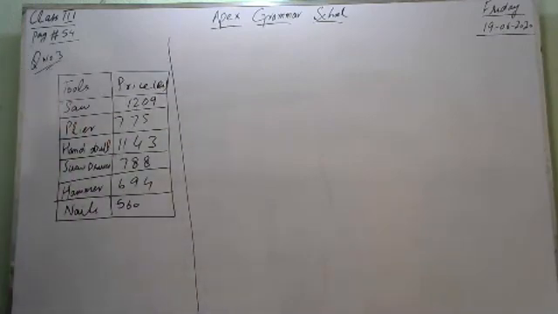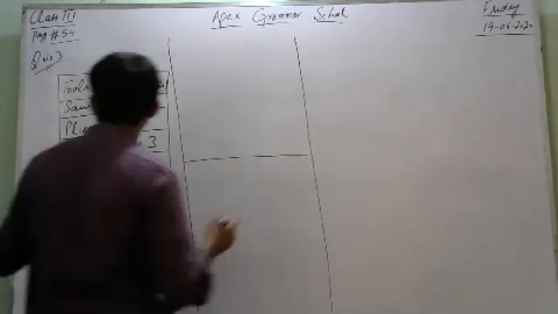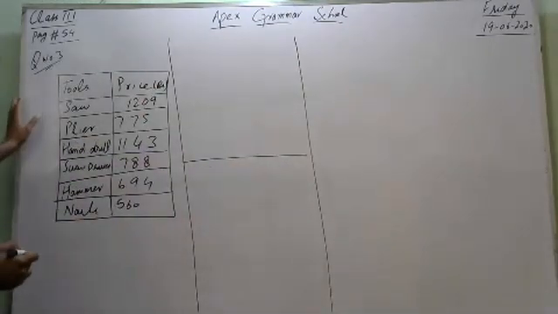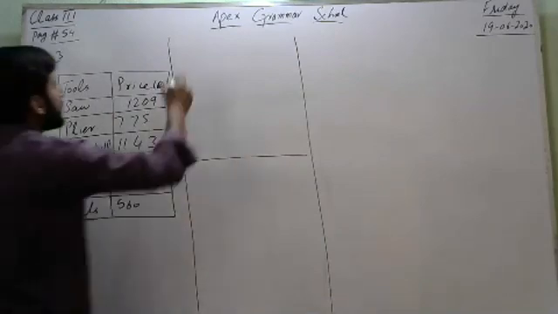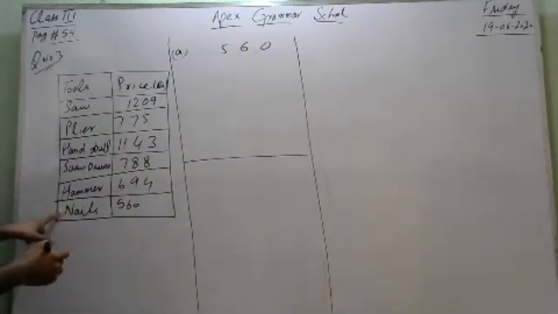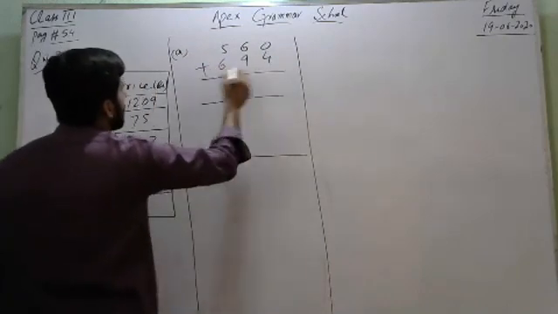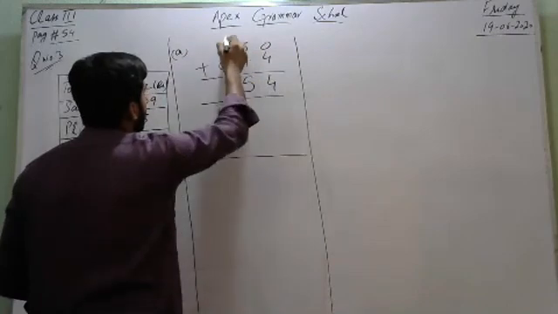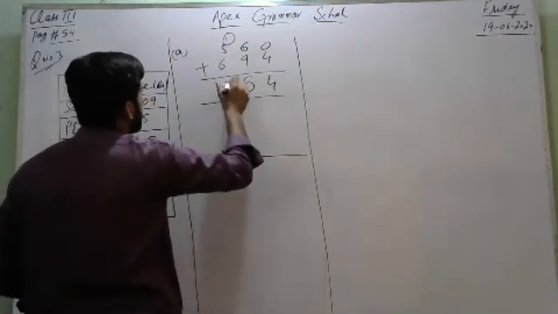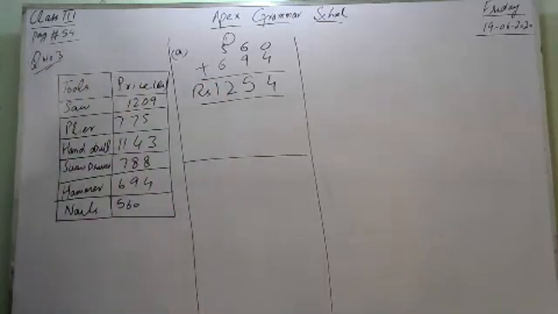Now we have to find out in A part the total price of nails and hammer. From this table we will take the price of nails. Nails have price 560 and hammer price is 694. 4, 6 plus 9, 15. 1 carry. 6 and 6, 12. 1254 is the total price of nails and hammer in A part of question number 3, page number 55.